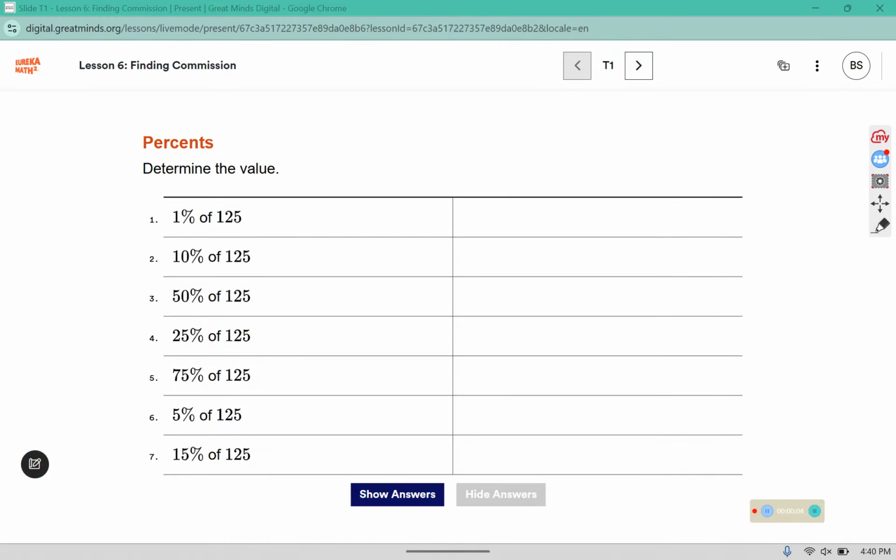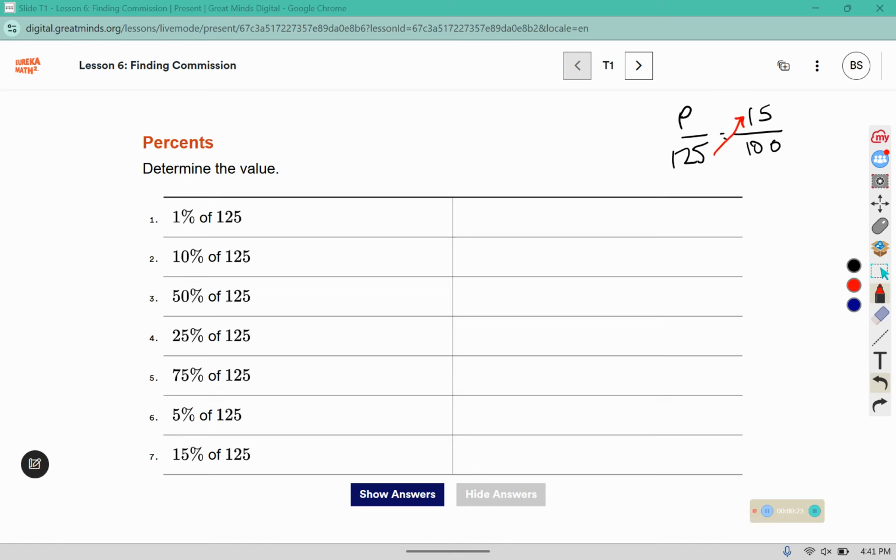Determine the value. So it says 15% of 125. The "of" indicates that we're talking about the whole. So we're looking for the part that is 15% of 125. Recall that percents are out of 100.